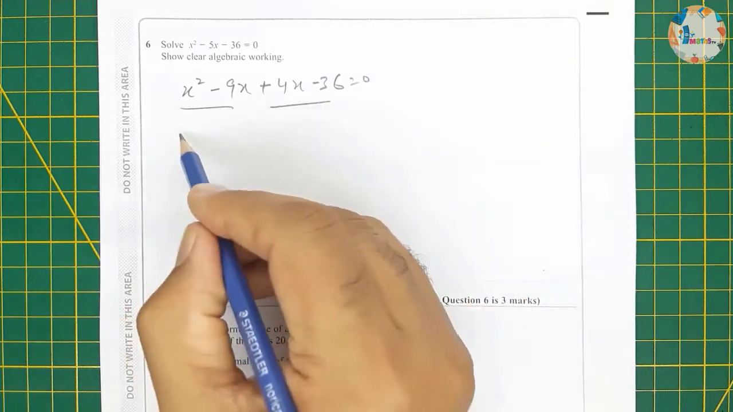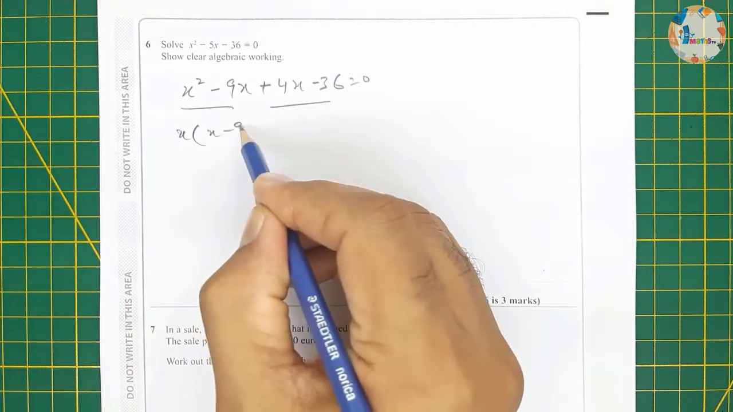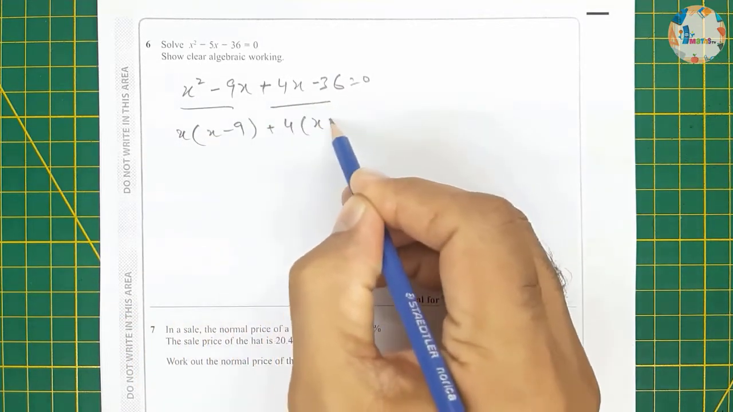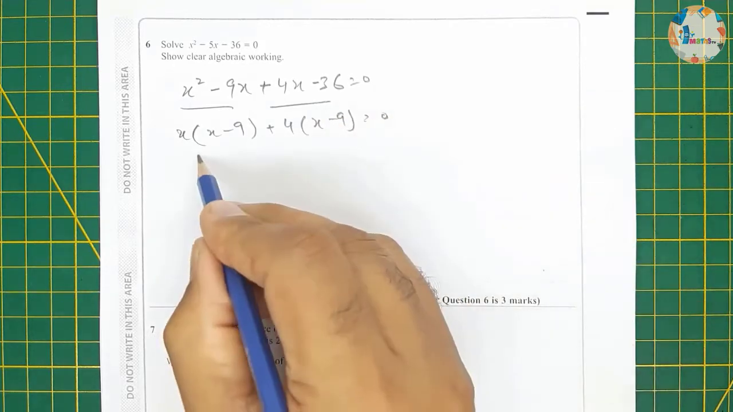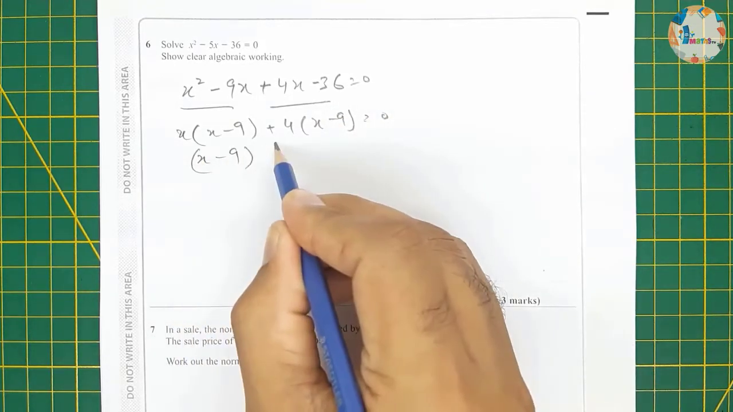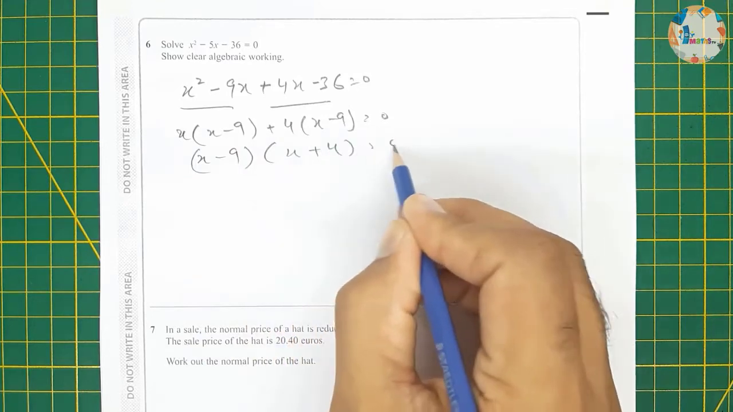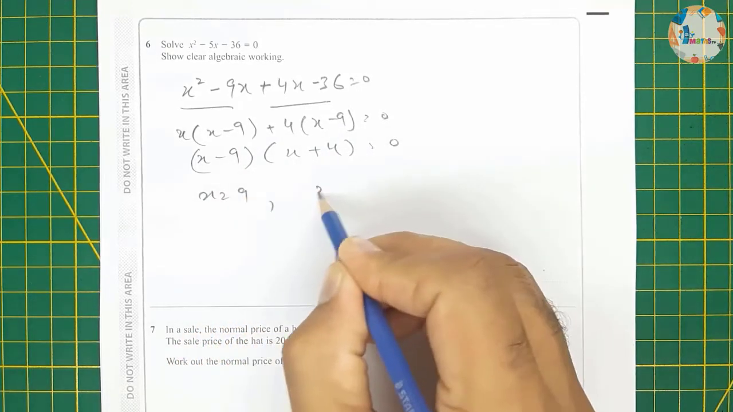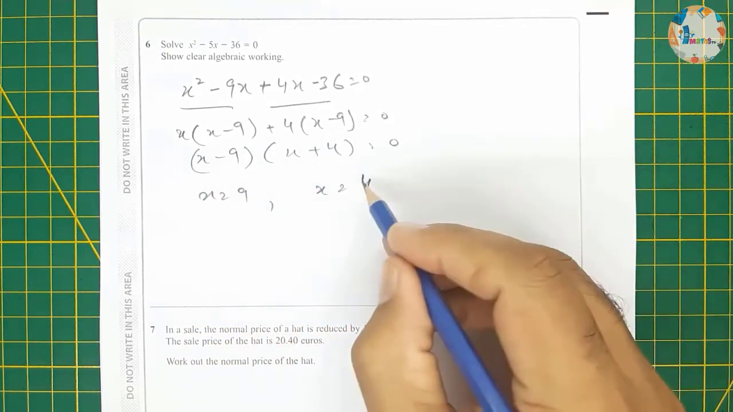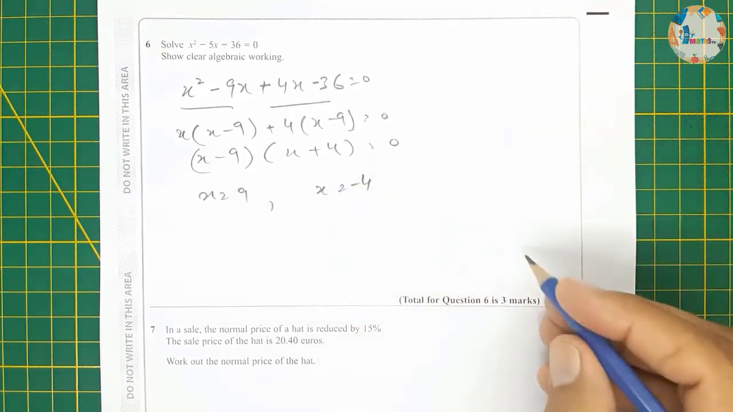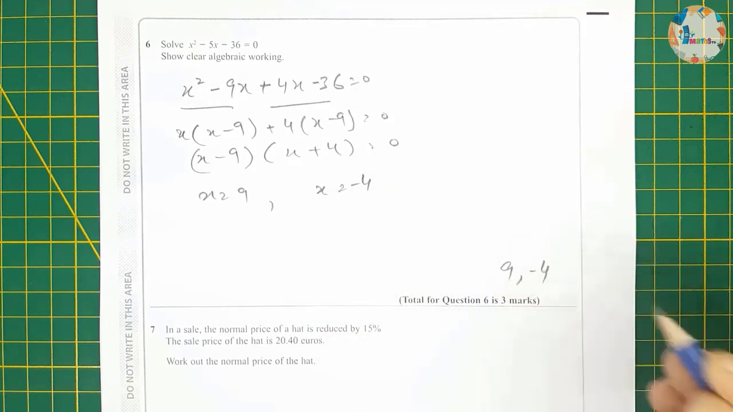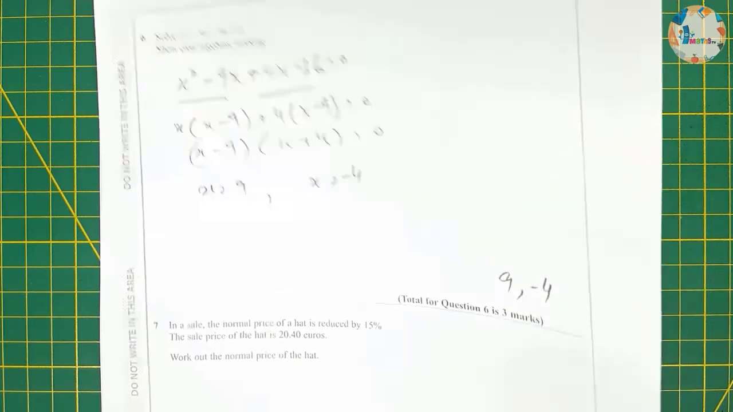We can make pairs, so x common, so this will be x minus 9, and plus 4 common, x minus 9 is equal to 0. So x minus 9 and x plus 4 is equal to 0, so x is equal to 9 and x is equal to -4. So these will be our answers, 9 and minus 4. Hopefully you got this answer.